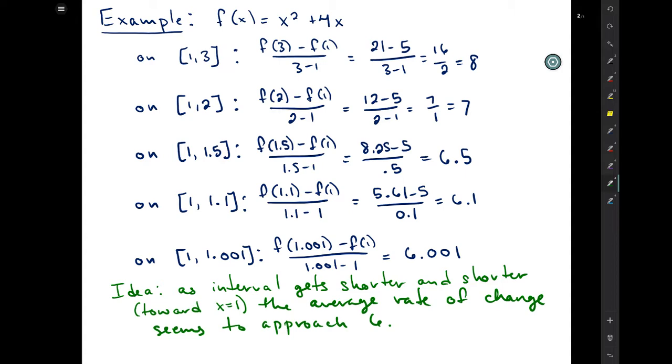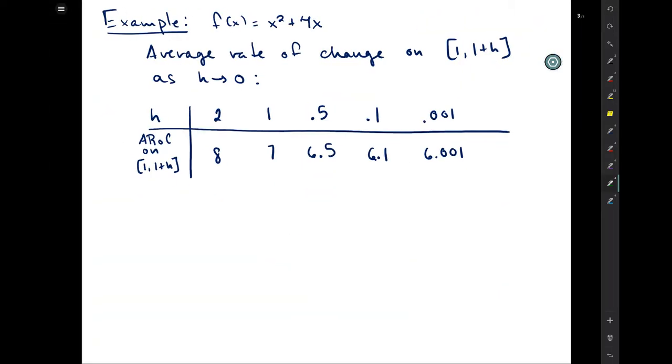So if you're still not convinced, let me summarize these numbers in a table for you and show you what's going on here. So I have the average rate of change on these intervals 1 to 1 plus h, where h is some positive number. Here we're really only considering positive numbers. And I'm letting h go to 0. H started out at 2, and then it was 1, and then it was 0.5, and then 0.1, and then 0.001. And the average rate of change was 8, and then 7, and then 6.5, and then 6.1, and then 6.001. And it looks like my limit is going to 6.